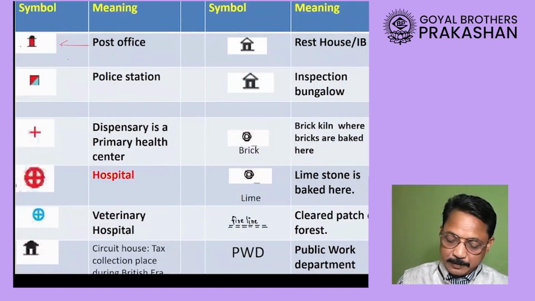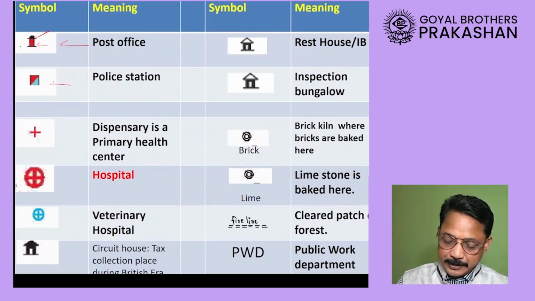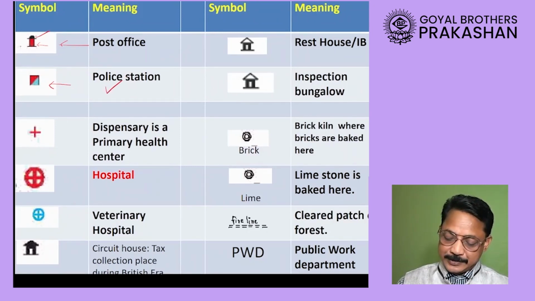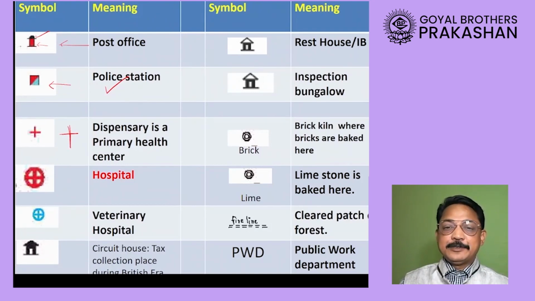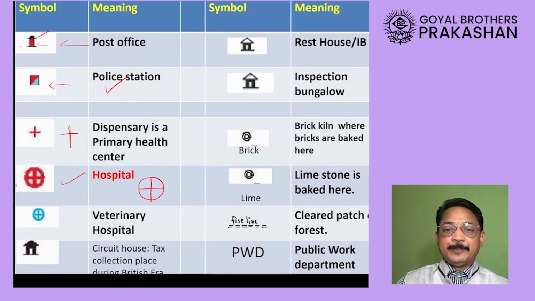A symbol of a post office: a red color box, over that a black color dome shape, that is a post office. Then a police station is shown here with a rectangle consisting of red color and blue color. If you see a plus sign over here, it is a dispensary, also called a primary health center. Hospital we have already seen, a red color circle with a red color cross inside it. A veterinary hospital will be shown with blue color.